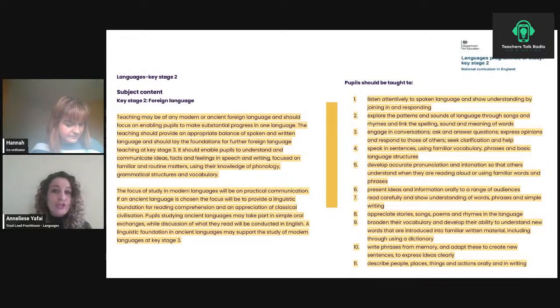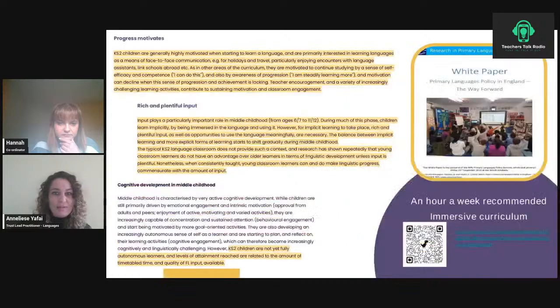However, what rings true to me in the programme of study is that it's that basic level, and I'll talk about what secondary school teachers have asked for later on. It's really about presenting ideas, that you see in number 6. It's about, in number 4, speaking in sentences, using familiar vocabulary and basic language structures. And in number 2, it's about exploring the patterns and the sounds of languages through songs and rhymes. It's that love of language that we need to capture in Key Stage 2. It's not about doing lots all the time and making it really busy, but about getting that love of languages from the offset.